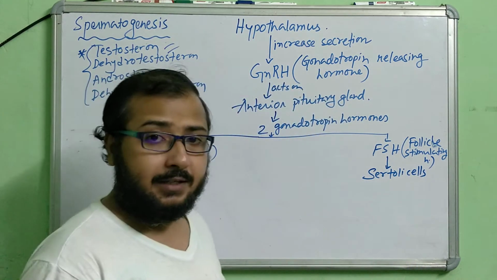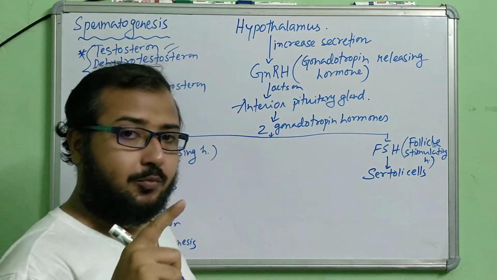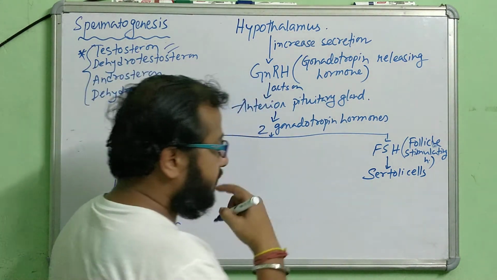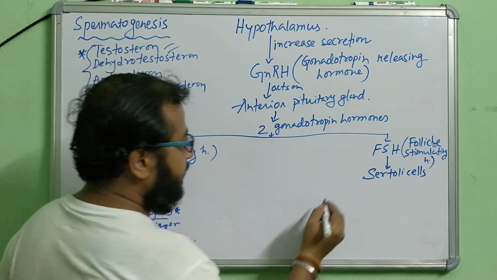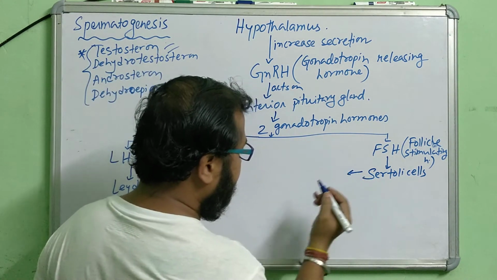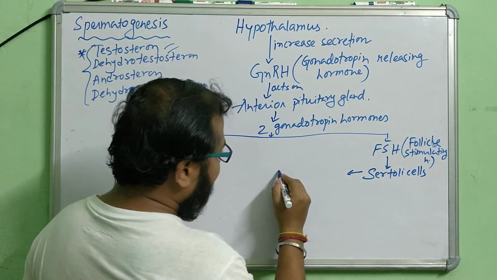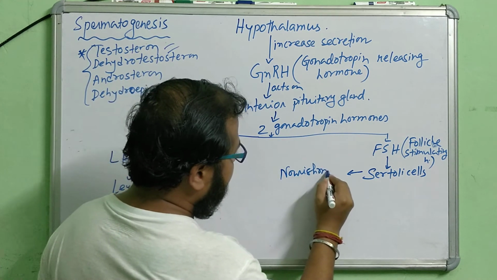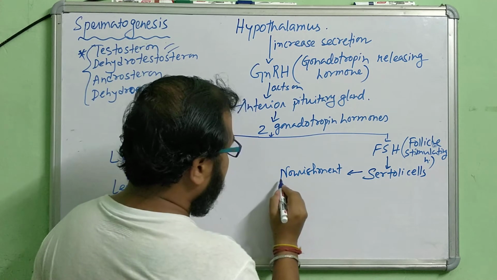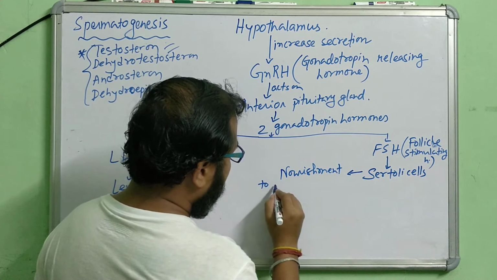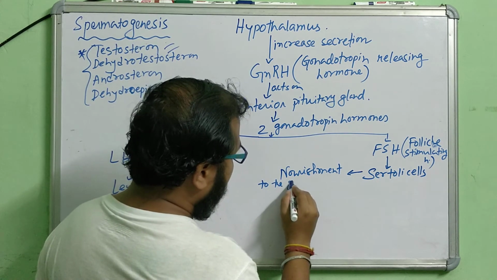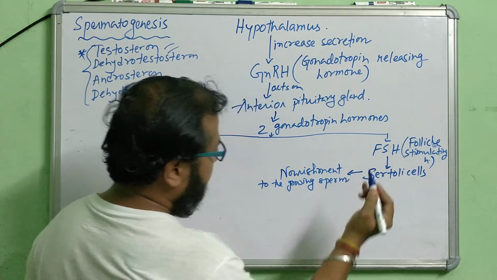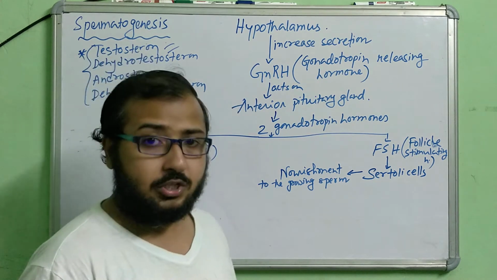Sertoli cells are present in the seminiferous tubule along with the germ cells. The major function of Sertoli cells, I am writing at this side, is providing nourishment to the growing sperm. Okay, the most important function.